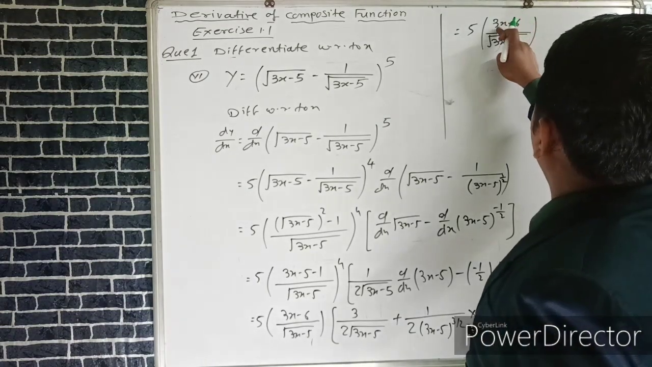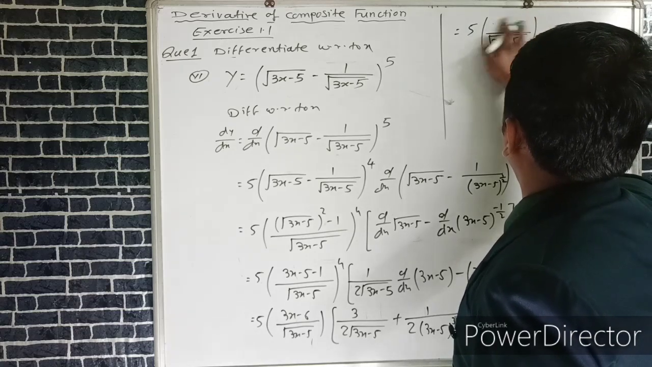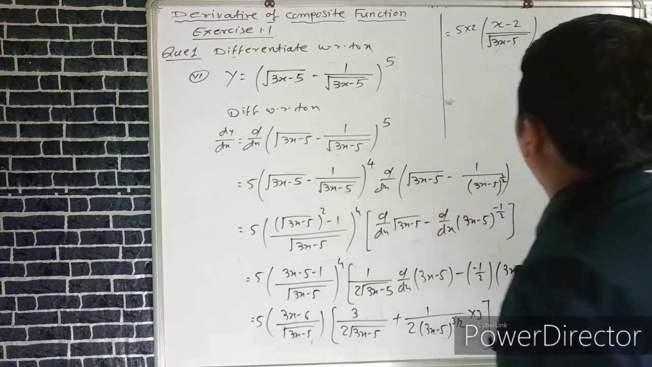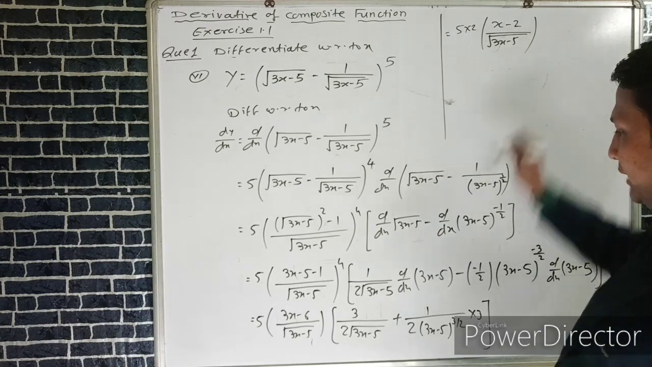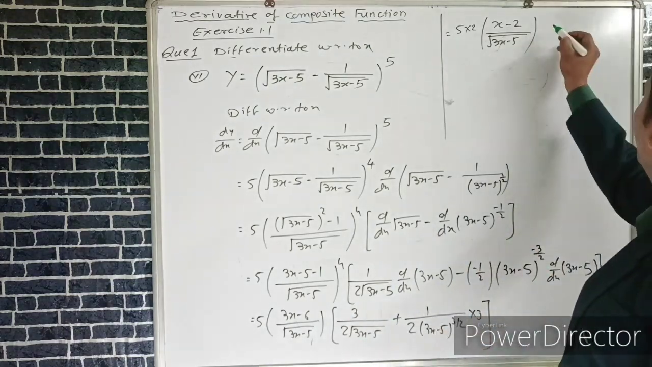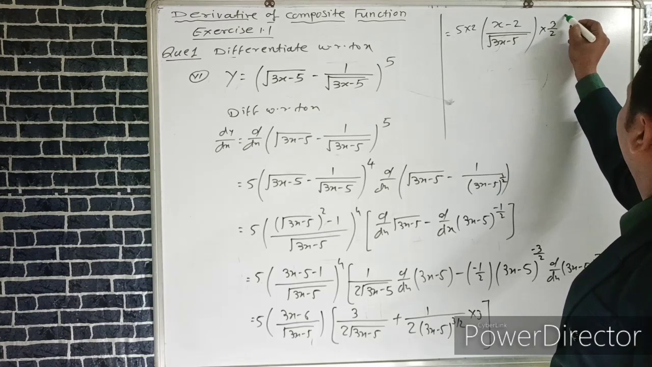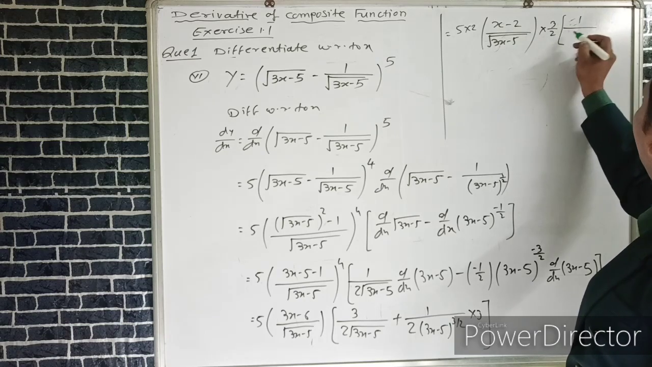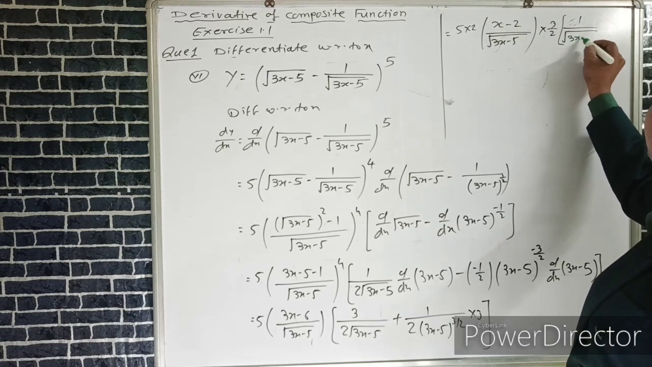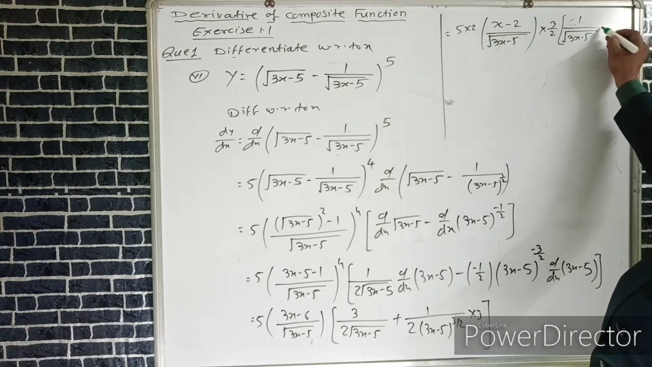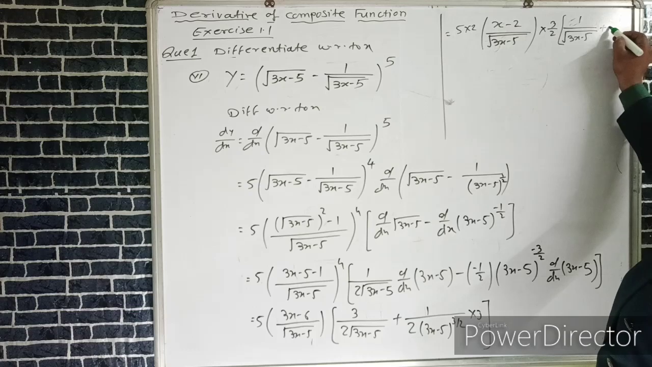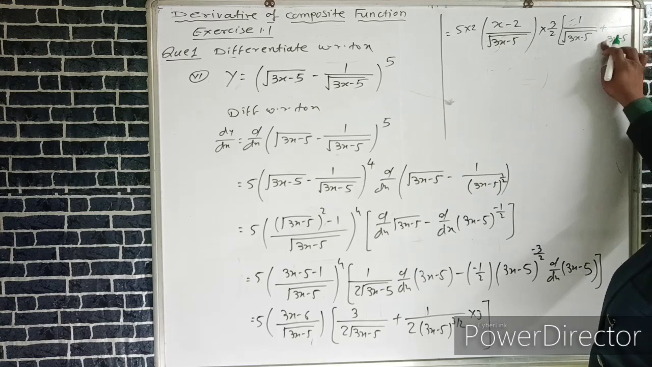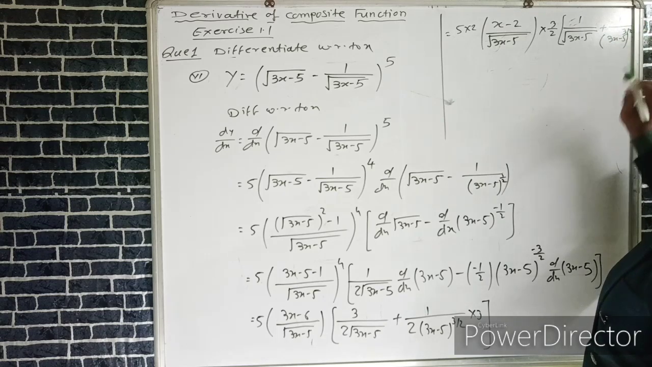If we take 2 common in this term, we can write it 5 into (2x minus 2) into, if we take 3 by 2 common, we can write it 1 upon under root of 3x minus 5 plus (1 upon under root of 3x minus 5) whole raised to the power 3 by 2.